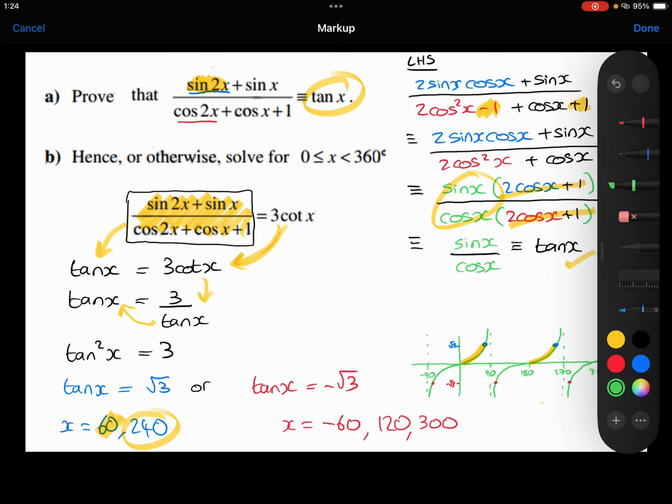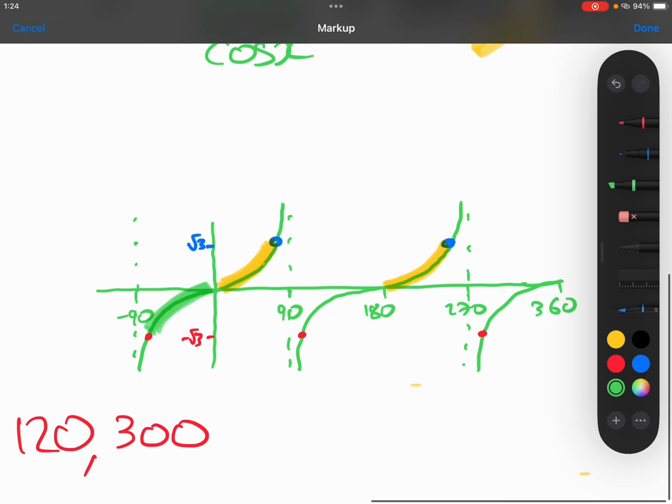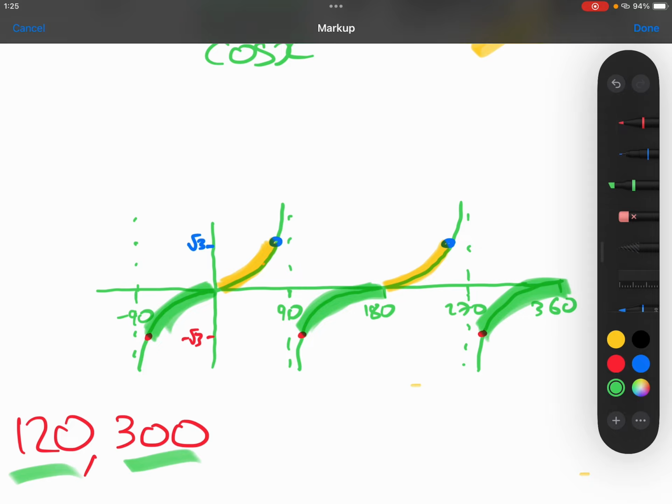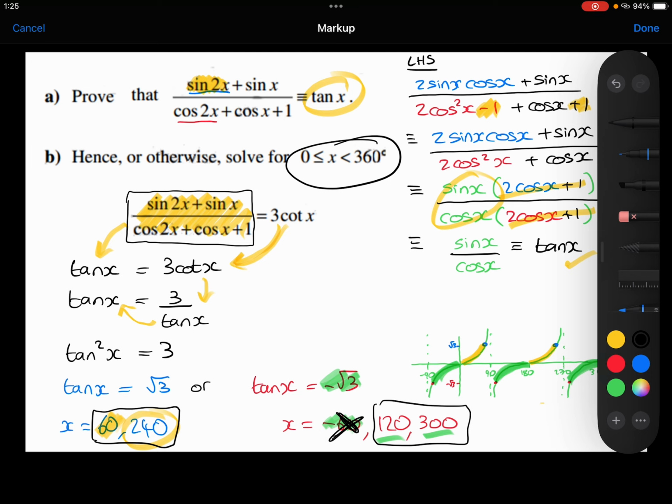When I do tan inverse of minus root 3, I get minus 60, which on my graph is down here. So I know that this here will be 180 minus 60, which is 120, and this here will be 360 minus 60, which is the 300. So the answers that I want that are in the range are the 60, the 240, I don't want the minus 60 because that's outside the range here, and the 120 and the 300.